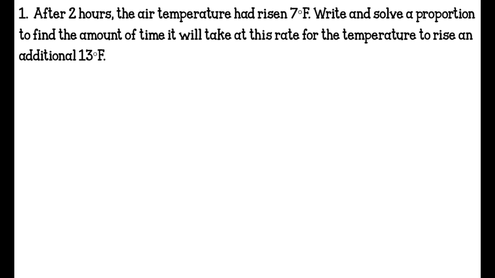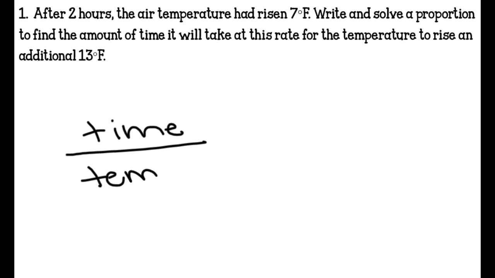Number 1, after 2 hours, the air temperature had risen 7 degrees Fahrenheit. Write and solve a proportion to find the amount of time it will take at this rate for the temperature to rise an additional 13 degrees. I like to write labels on it to keep straight. So I'm going to do time over temperature. You could do temperature over time. You can set up either way. You just have to do it consistently the same.